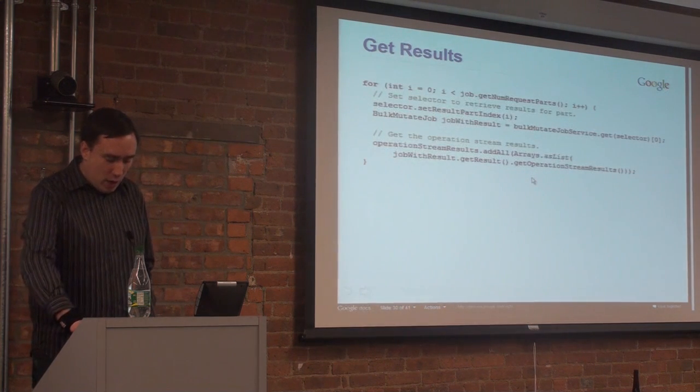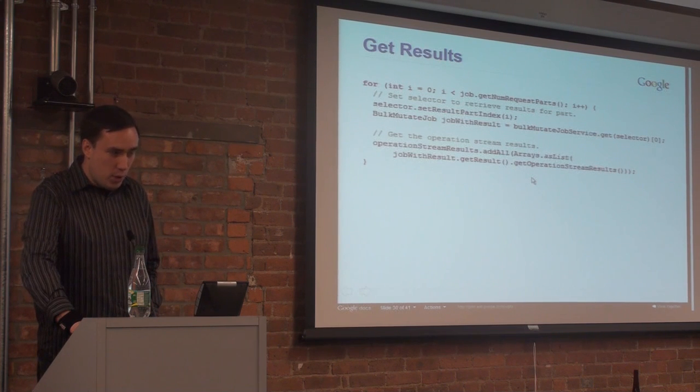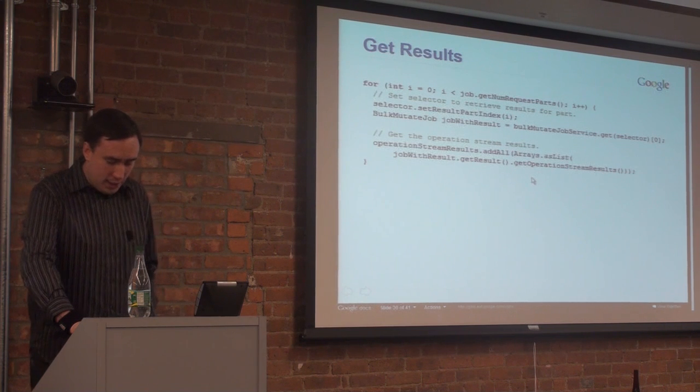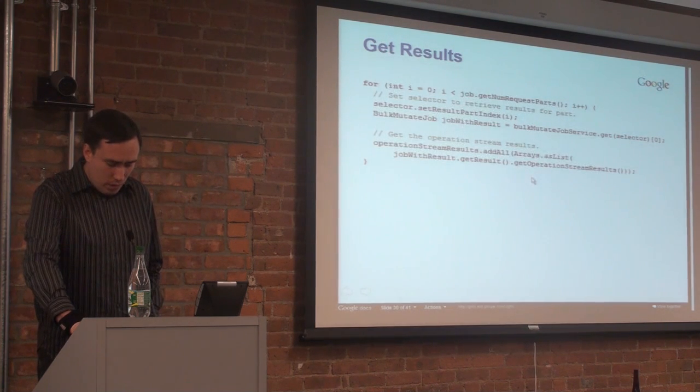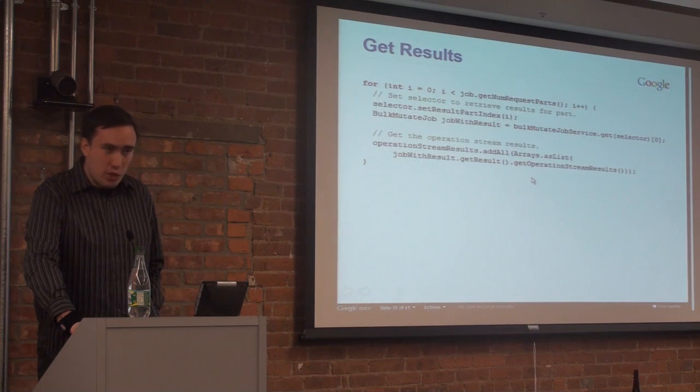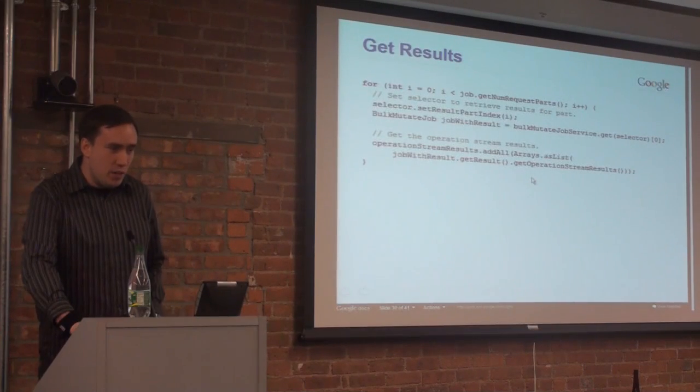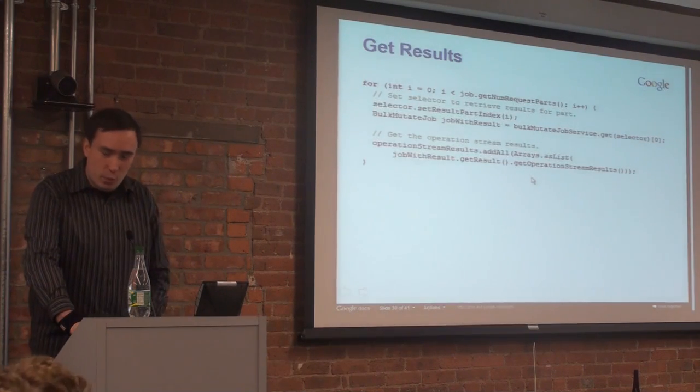So here's an example where, for each of the request parts that we've uploaded, we're just going to set the result part index on the selector, and then run the get method. And then we can get the job with the results inside of it. And then we can add those results or process those results immediately. But you need to download all of your results to see what happened.